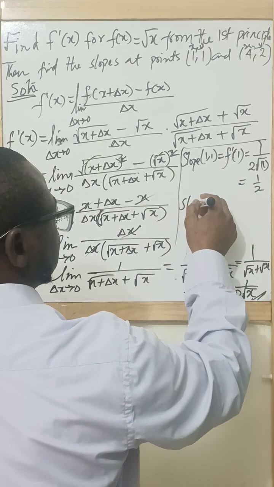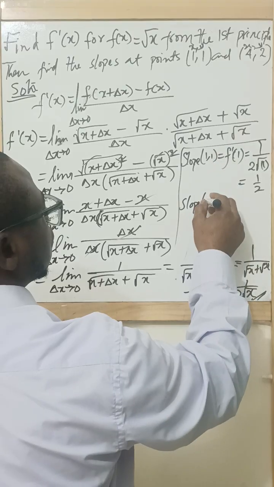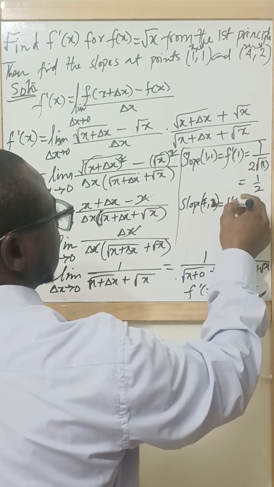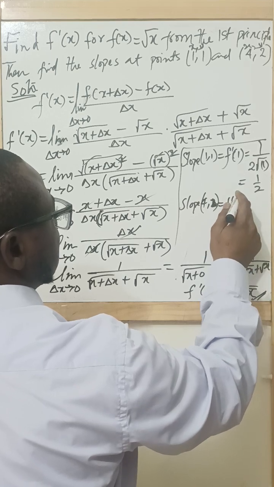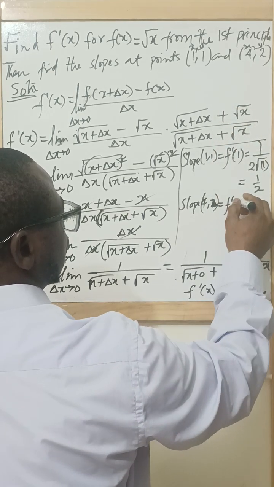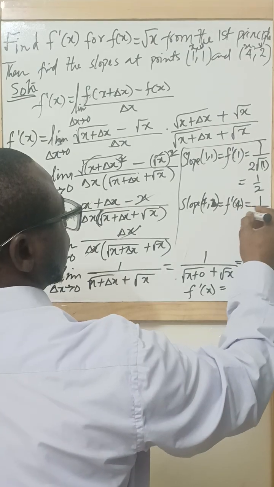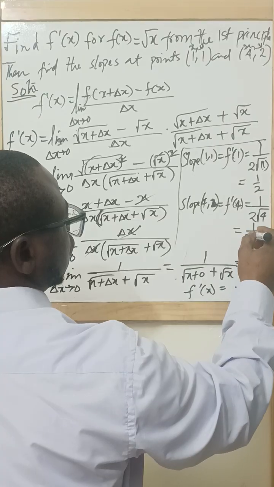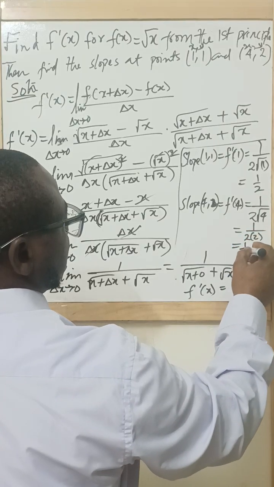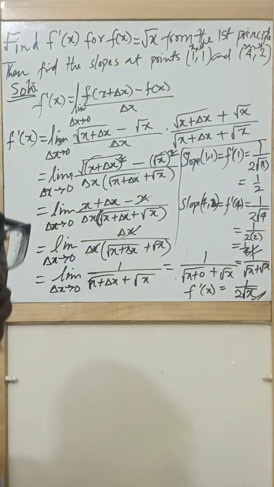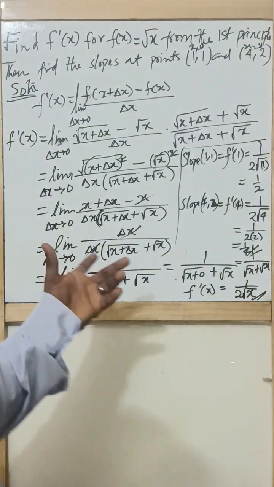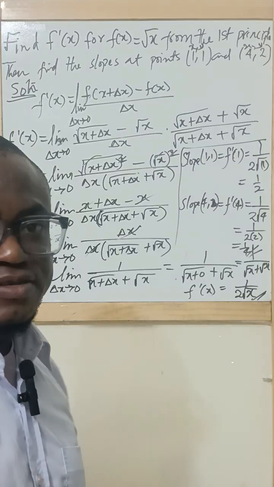And the slope at the point (4, 2)? What is f prime of x at that point? The x value here is 4, so you put 4 there. So 1 all over 2 square root of 4, that is 1 all over 2 times 2, which is 1 all over 4. Right? So this is how we get this, and this is the solution to this problem.